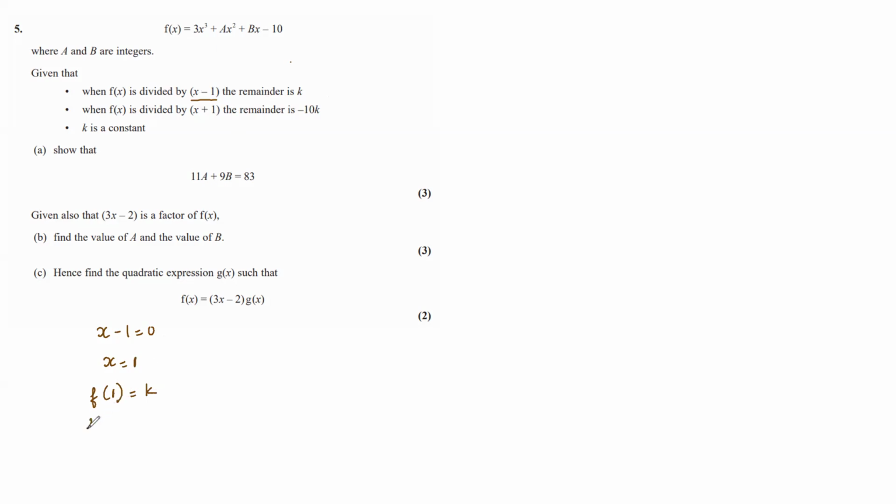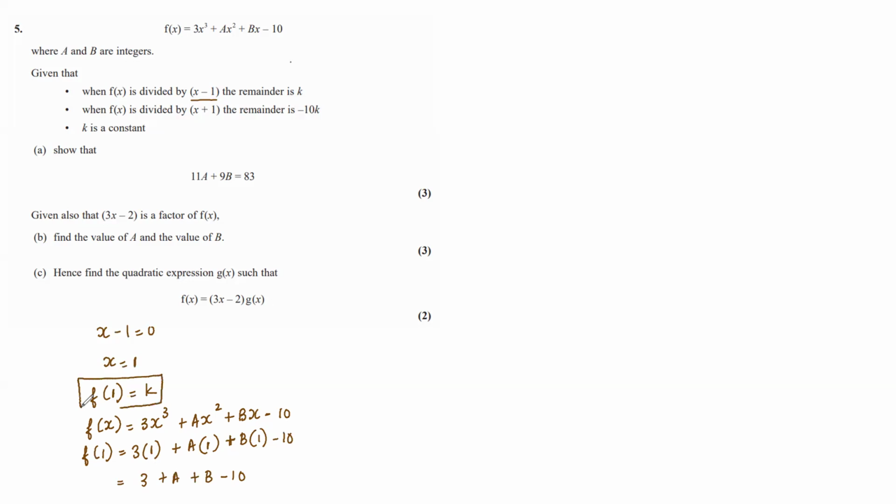So f of x, we know it's given there, 3x cube plus ax square plus bx minus 10. So f of 1, wherever we have x, just replace it with 1. 3 into 1 cube is 3. A into 1 square is also a, plus b into 1 minus 10. So this is 3 plus a plus b minus 10 is equal to f of 1. We know this is equal to k, the remainder.